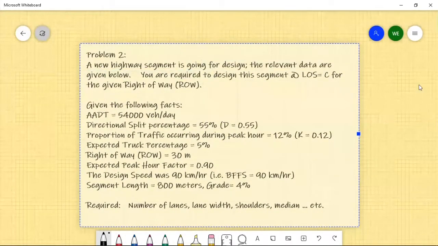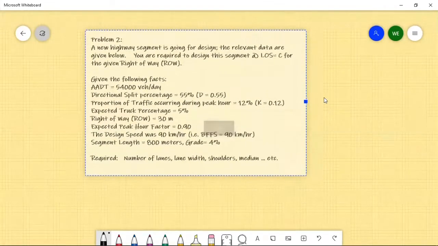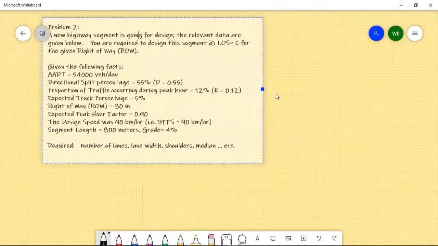So what else do we know here? The expected truck percentage is 5%. The right of way is 30 meters. The expected peak hour factor is 0.9. The design speed is 90 kilometers per hour. That means the basic free flow speed is 90 kilometers per hour. The segment length is 800 meters, and the grade is 4%. What's required is basically the number of lanes, the lane width, the shoulders, and the median.